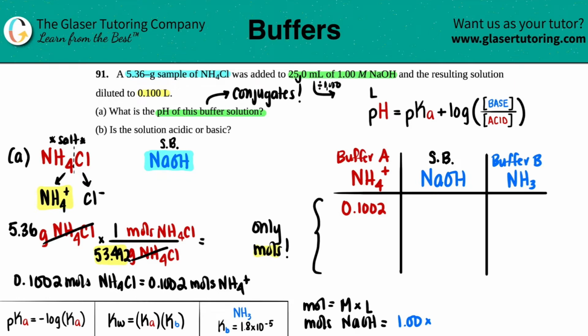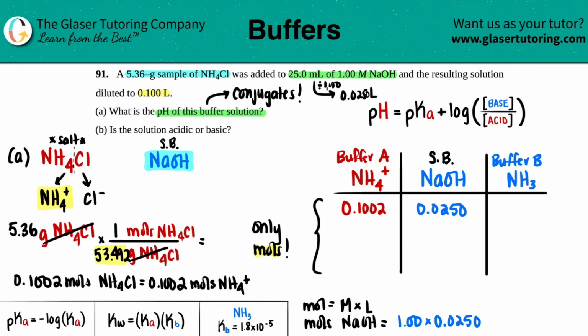Or you can move the decimal over 3 times to the left. So this would be 0.025, and if we want to keep the 0 over there, that's fine as well. So that's the liters, 0.025, and 1 times that's going to be the same number. So we're starting off with 0.0250 moles of the strong base.